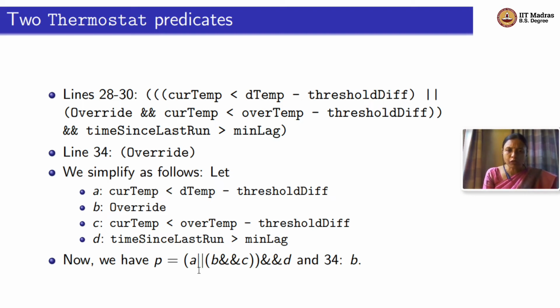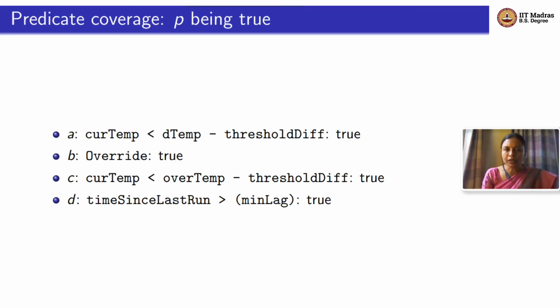So for this whole predicate, for predicate coverage to be true, D should be true, B and C should be true, A can be true or false. The option is with us. So that's what is given here. Predicate coverage for P being true, definitely B, C, and D must be true. A can be true or false.